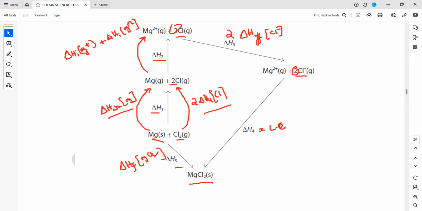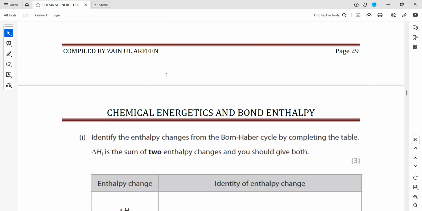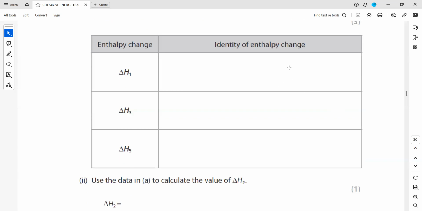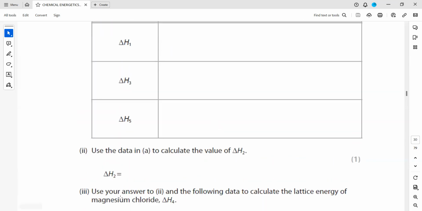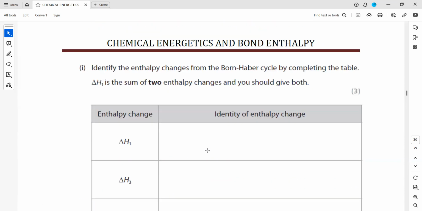Because when elements form a compound, we call it formation. So when we produce atoms in a gaseous state, atomization. When we remove electrons, ionization. When electrons are added, affinity. When ions combine and form a compound, lattice. When elements form a compound, that is formation. So here we have to fill delta H1, delta H3, and delta H5. Use the data, calculate the delta H2.